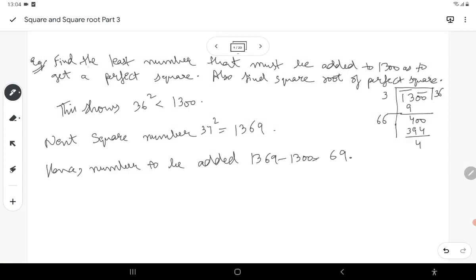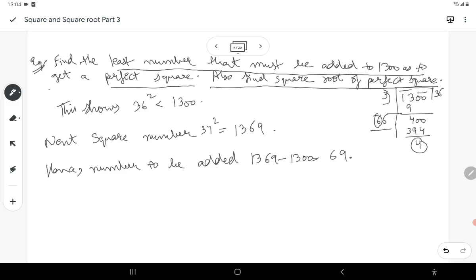Next question says, find the least number that must be added to 1300 so as to get a perfect square. Also find the square root of the perfect square. So 1300 is again an even-digit number, so we make pairs of 2 2. We know that 3 threes are 9 and the remainder comes out to be 4. Bring down the other two zeros also. Now double the divisor, 3 doubled is 6. So finally 66 sixes comes out to be 396 and the remainder comes out to be 4.